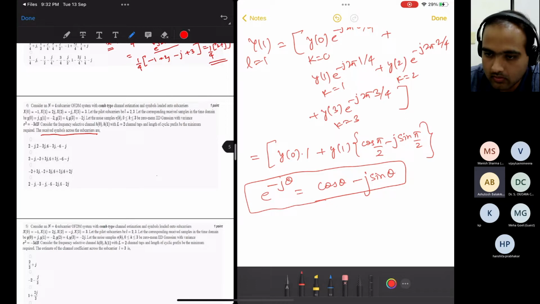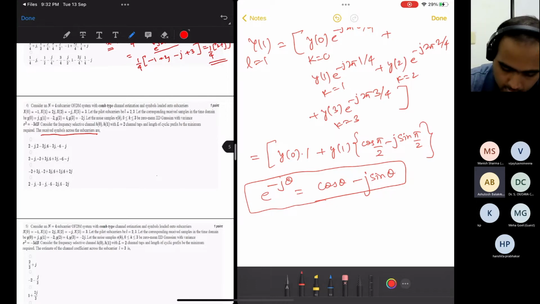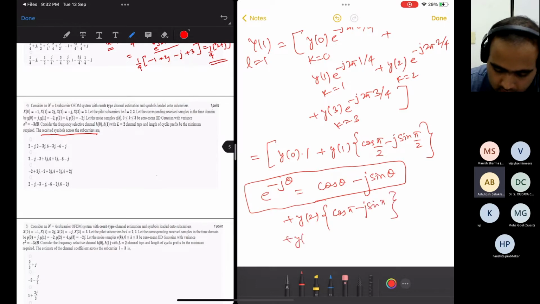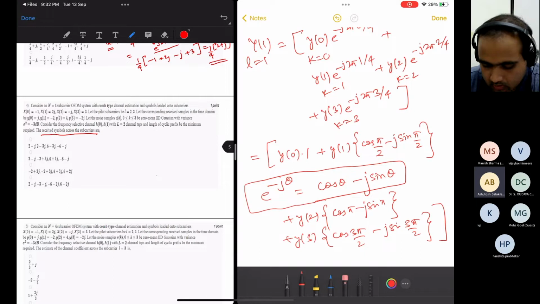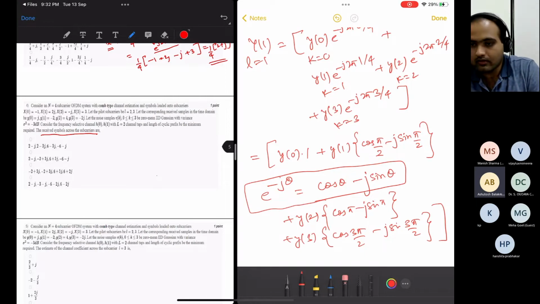No doubts, right? So I'll go ahead. So we have y1, then we have y2. For y2, what do we have? So this is cos pi minus j sine pi. And finally, we have y3, cos 3 pi by 2 minus j sine 3 pi by 2. Anyone is having any doubt? Feel free again.